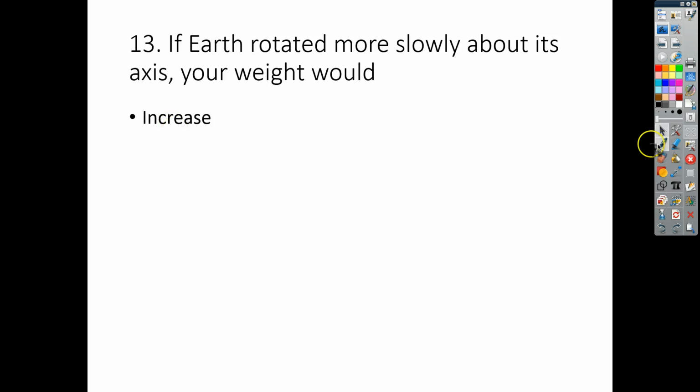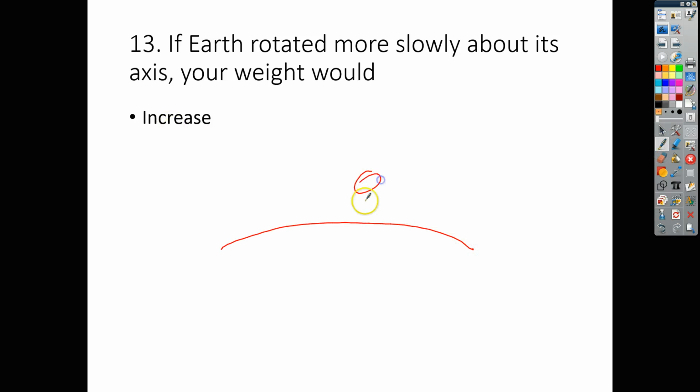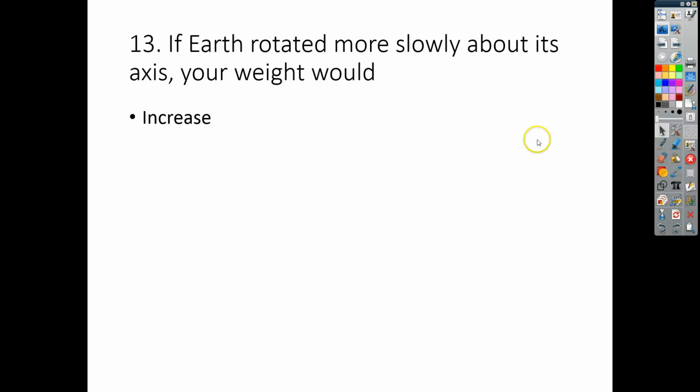So remember your weight. Here's the Earth, spinning, and you're standing on it, and let's say it's rotating in this direction. Your mg would go straight down, but then there would be a component of the spin that goes in the opposite direction. If the Earth wasn't spinning as fast, that little arrow would get less because this arrow would be less. And so you would actually be a little bit heavier. So the Earth spin does have to change that a little bit.